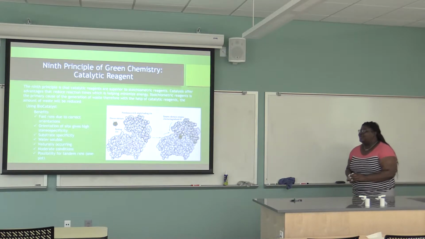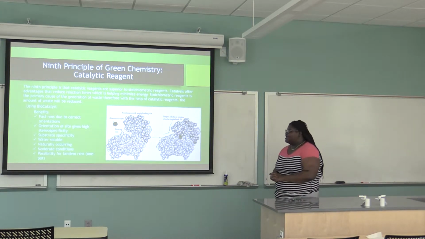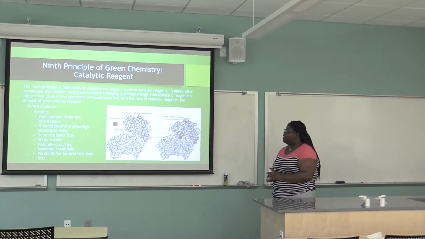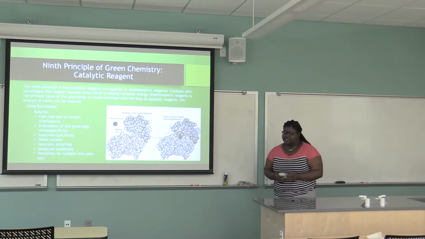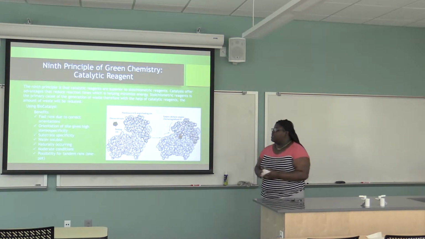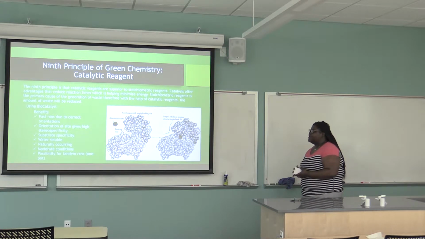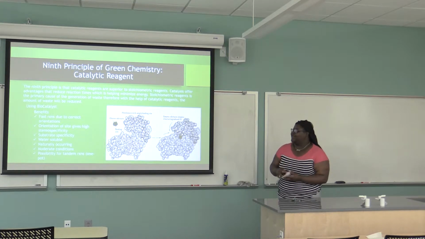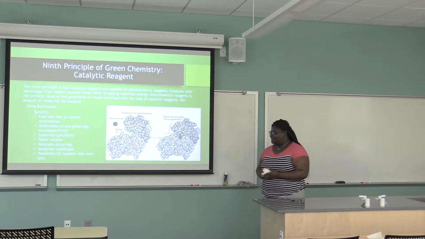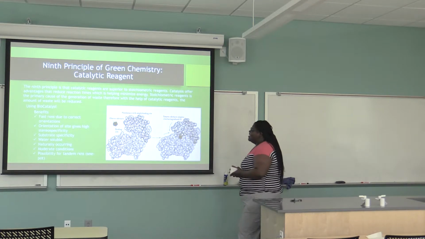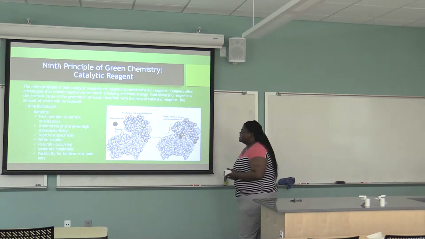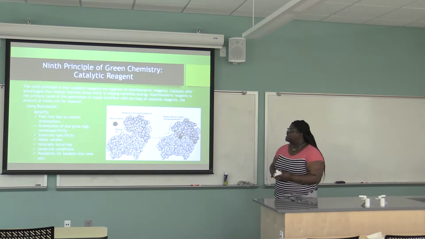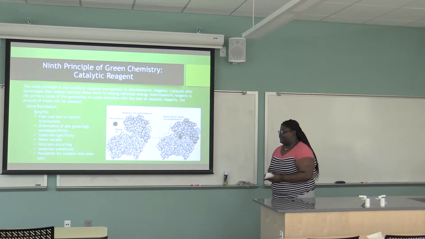The ninth principle of green chemistry would be catalytic reagents, and they are superior to stoichiometric reagents. Catalytic reagents offer advantages that reduce reaction times, which helps minimize energy, which also ties into two principles ago, which was principle 7, sorry. Stoichiometric reagents are the primary cause of generation of waste. Therefore, with the help of catalytic reagents, the amount of waste will be reduced.